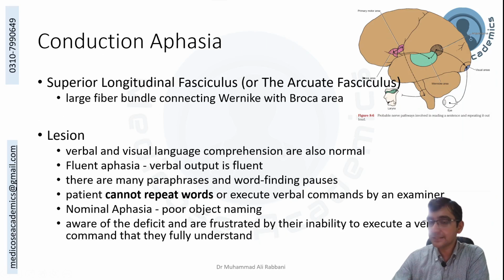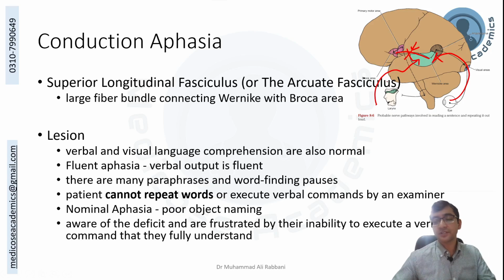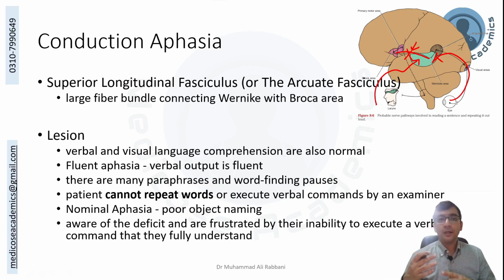Then there is conduction aphasia. That is the lesion of the arcuate fasciculus, the part that carries the signal from the Wernicke's area to the Broca's area. If only this is lesioned, then all the pathways to Wernicke's are okay. The person will be able to comprehend the written language, the heard language, the speech, and will be able to generate a proper language response in his mind.